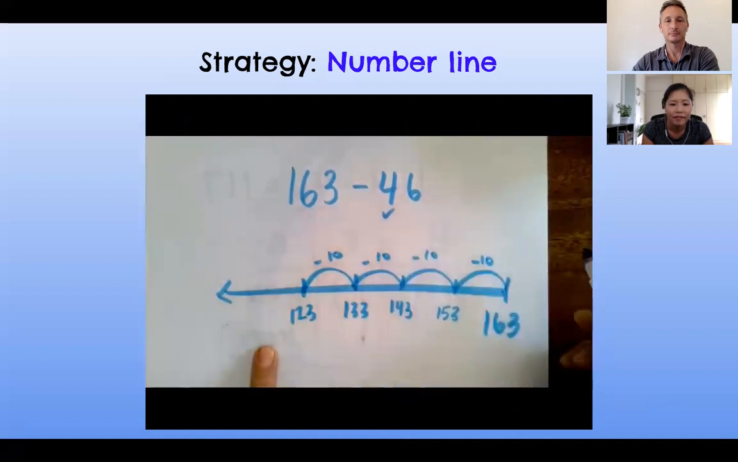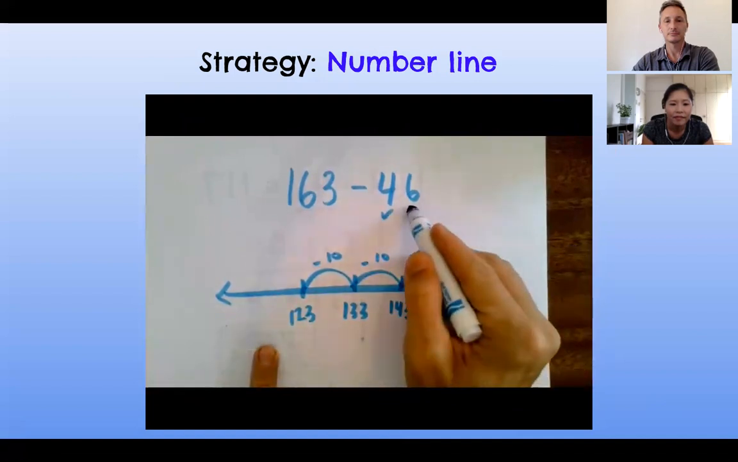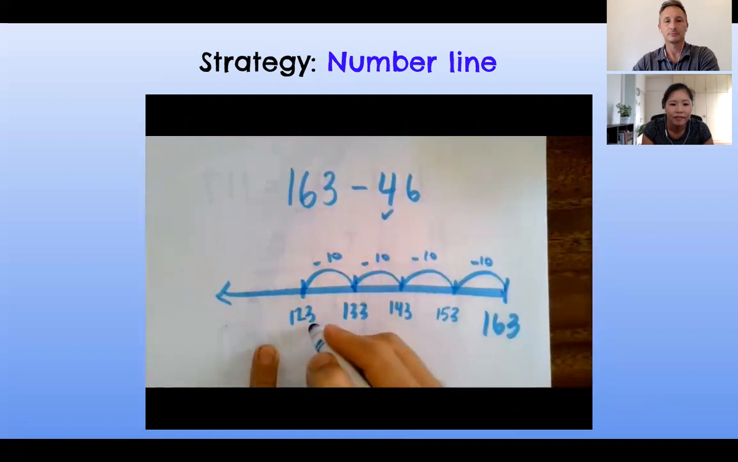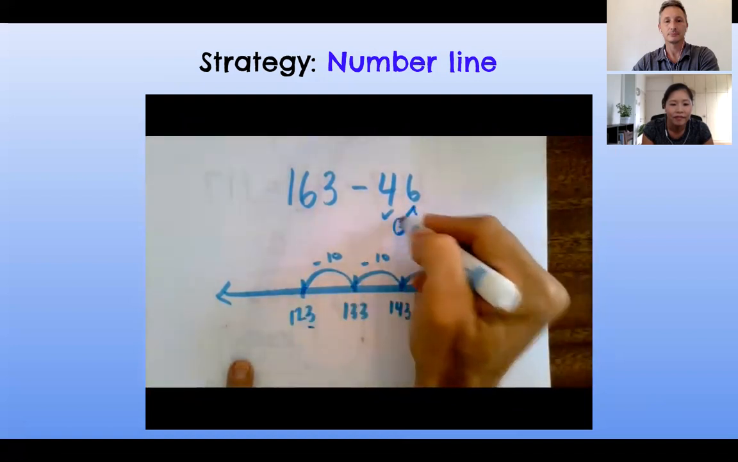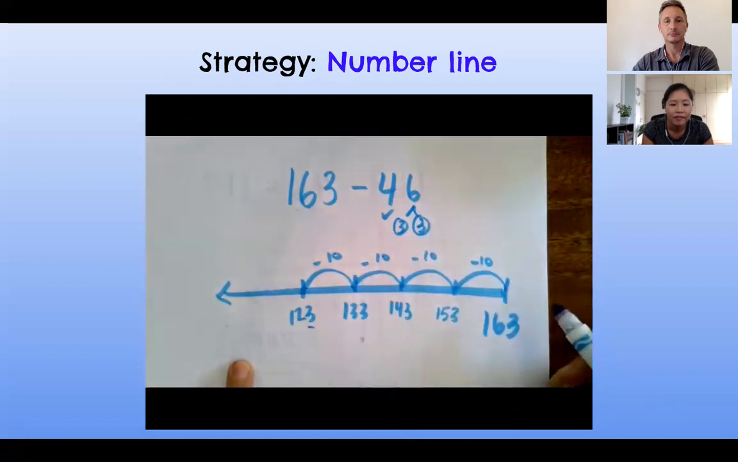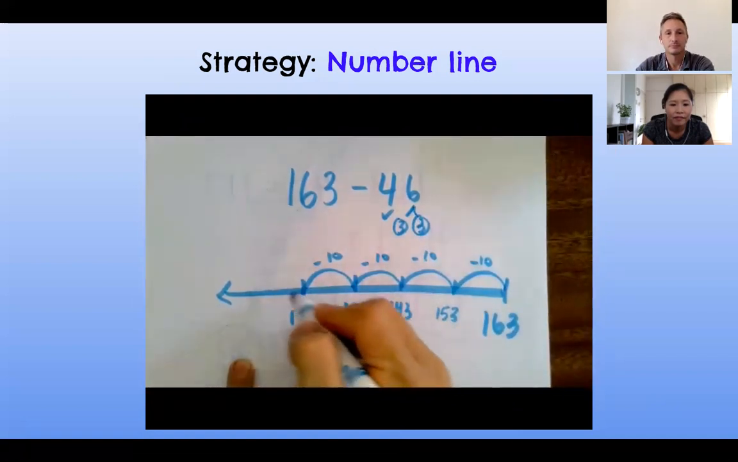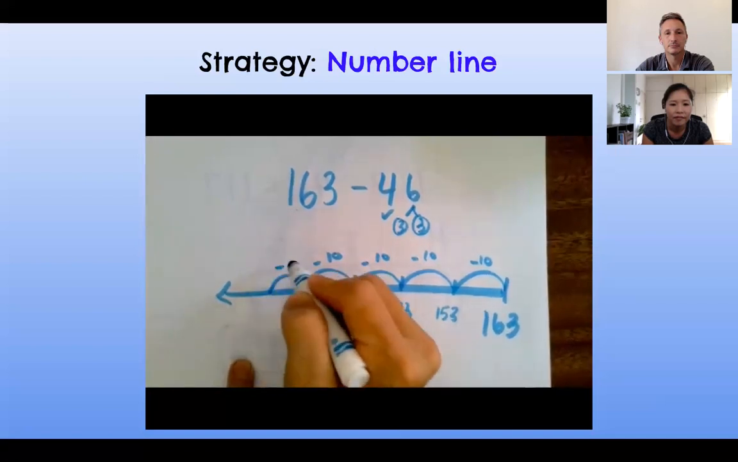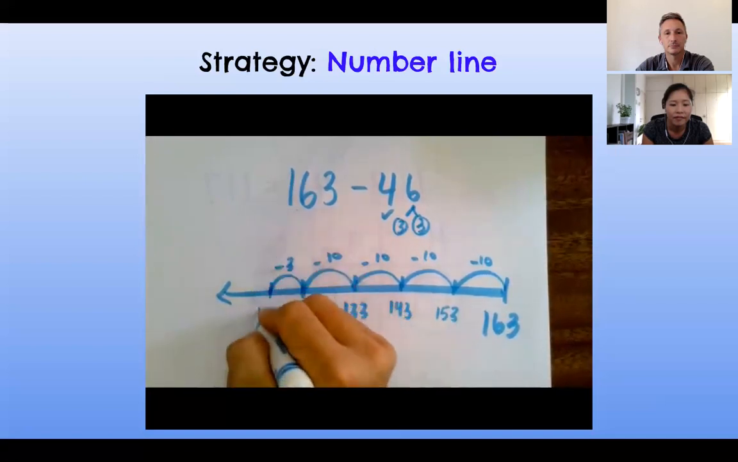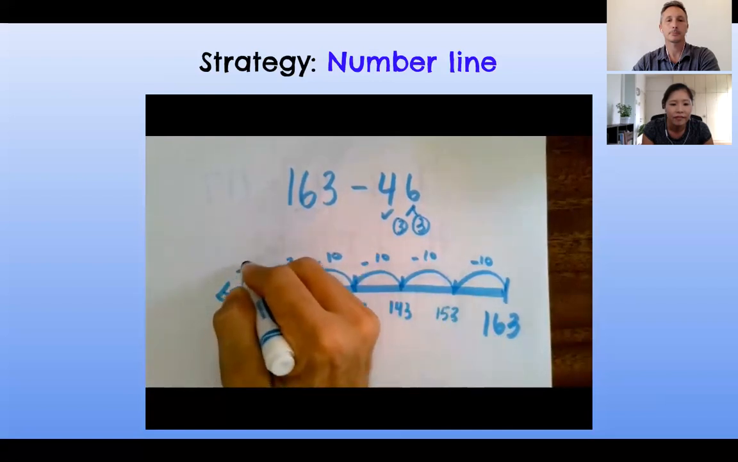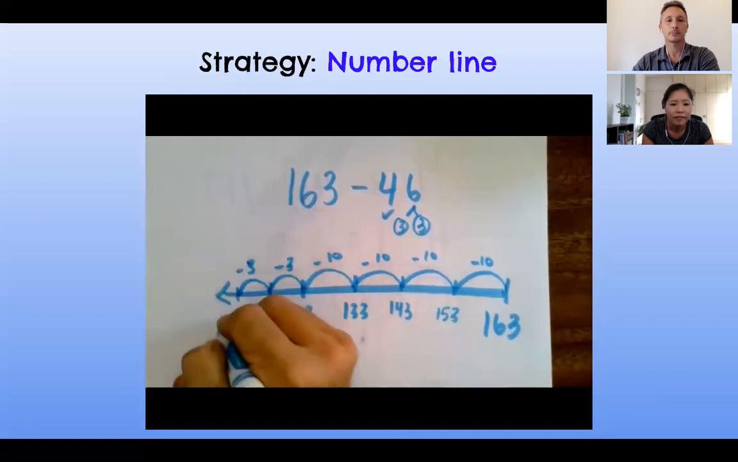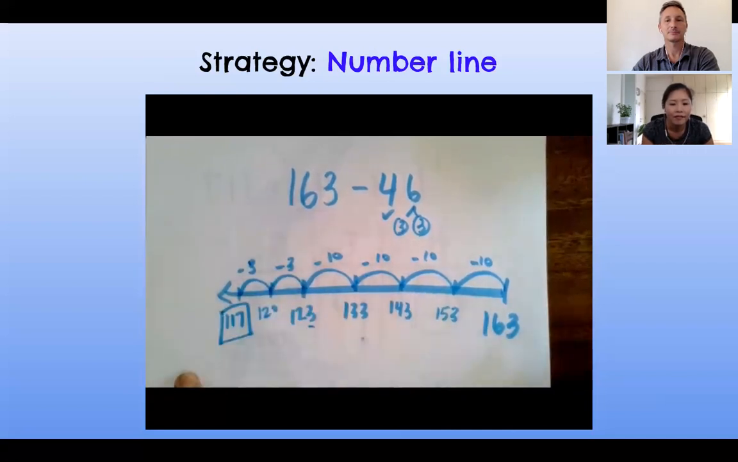So now I've subtracted my tens. Now I'm going to subtract my 6 ones. I see that I have a 3 here. So if I can break my 6 into 3 and a 3, that's going to be a nice friendly number to go through my friends of 10. So I'm going to minus 3. That's going to get me to 120. And then I'm going to minus my other 3, minus 3. And that takes me to 117 as my answer.